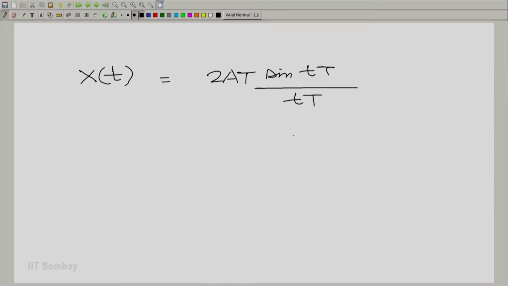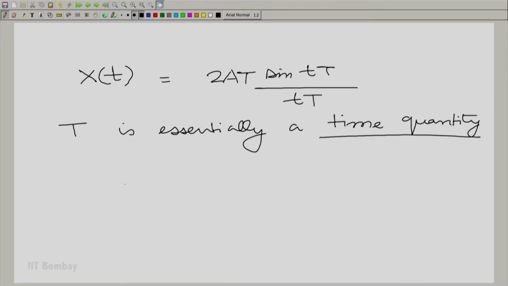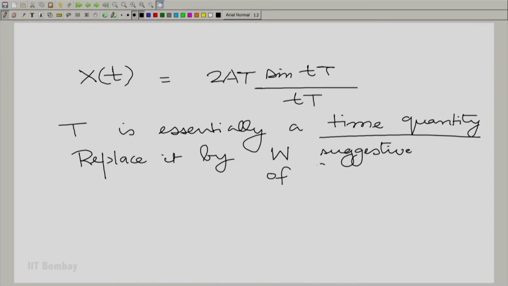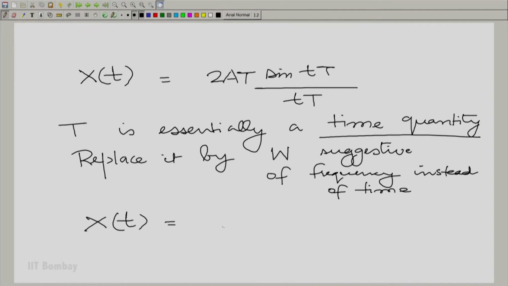Now, the problem is capital T is essentially a time quantity. Let us replace it by capital omega, or let us replace it by some other symbol which essentially suggests frequency. So, let us replace it by W, suggestive of frequency. What we are saying is effectively capital X of t is of the form 2aW sin(tW) by tW, and let us in fact now find its Fourier transform.